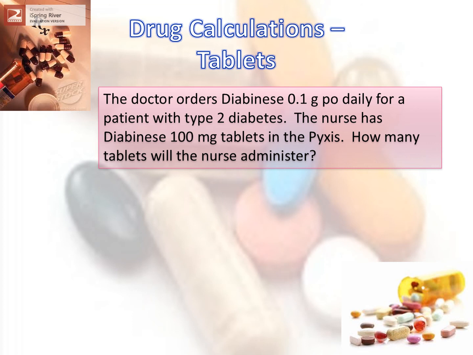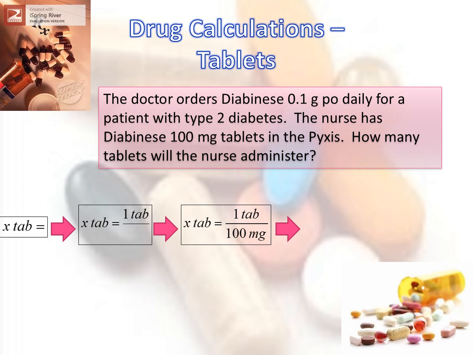Try another tablet problem. The doctor orders diabetes for 0.1 grams PO daily for a patient with type 2 diabetes. The nurse has diabetes 100 milligram tablets in the Pyxis. How many tablets will the nurse administer? Okay, so what unit are we looking for? Tablets. All right, so we're going to put tablets on top. And what goes with that tablet? One tablet is 100 milligrams, so we'll put that on the bottom.